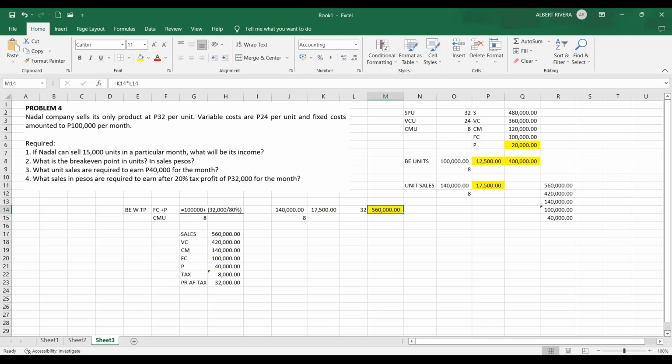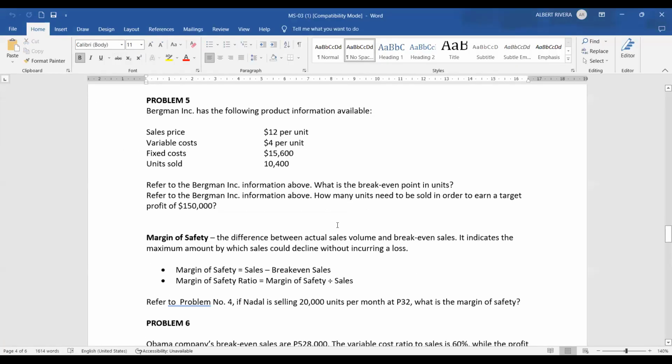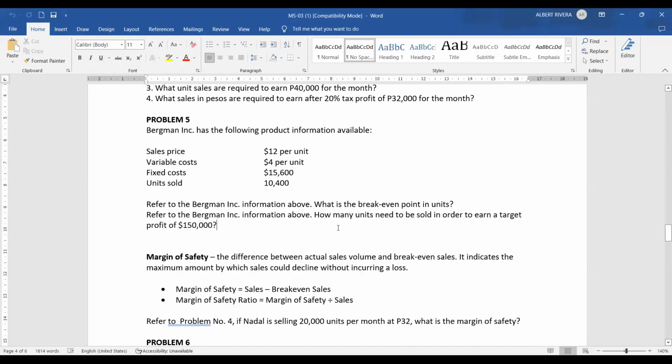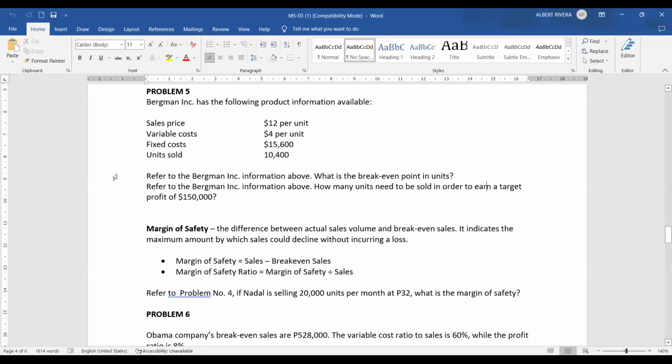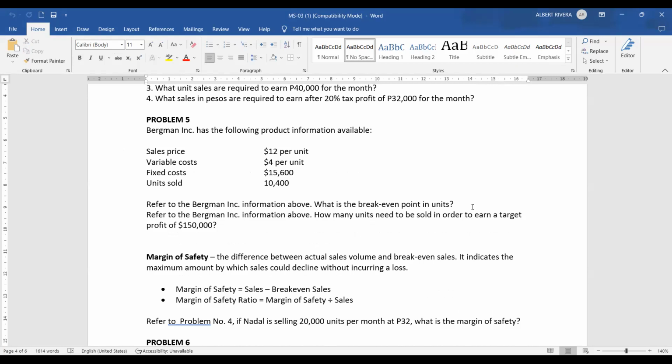Okay, so let's go to the next item. So in item number 5, we are asked to compute what is the break-even point in units and how many units need to be sold in order to earn a target profit of 150,000. Just like in the other problems, I will give you again 30 to 1 minute to solve problem 5 and post your answers in the chat box.